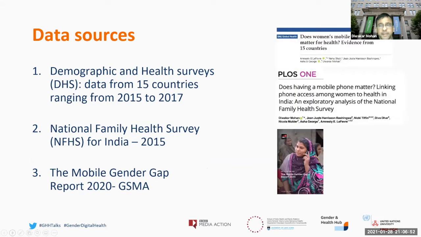For the purposes of my presentation, I'm going to draw upon 3 data sources. The demographic health surveys from across 15 countries in sub-Saharan Africa and Asia, the most recent family health survey from India. When I say the most recent one with data that is available, which is from 2015, and the mobile gender gap report from GSMA for 2020. These findings have been published elsewhere and the references are provided on the slide.